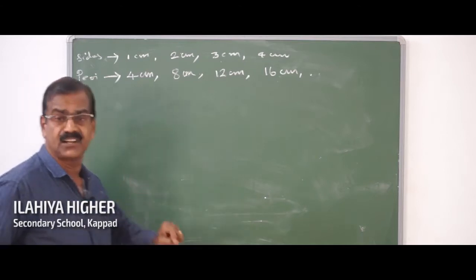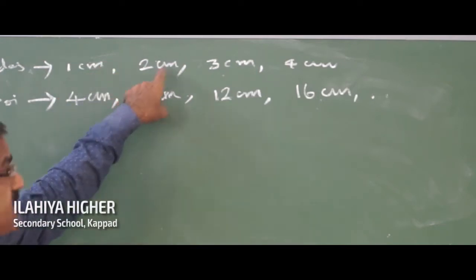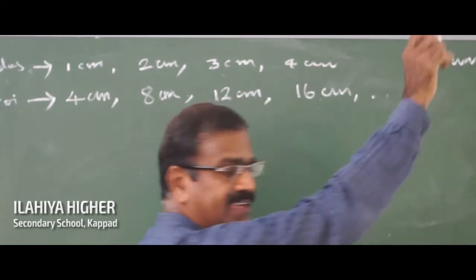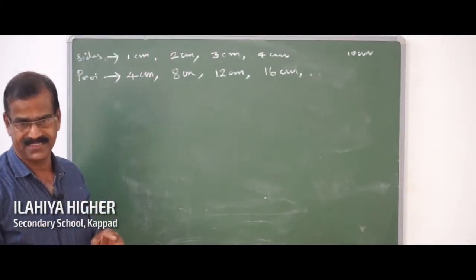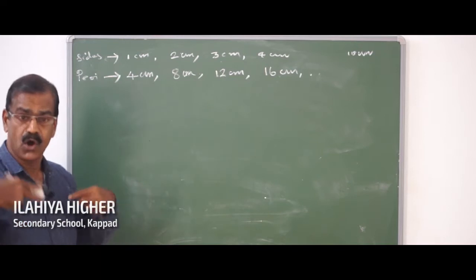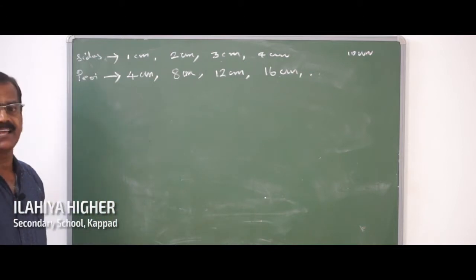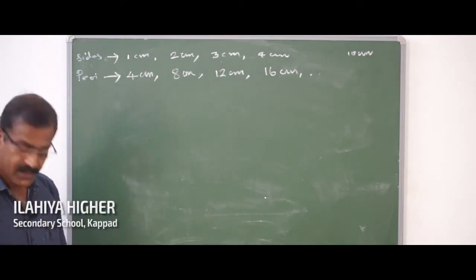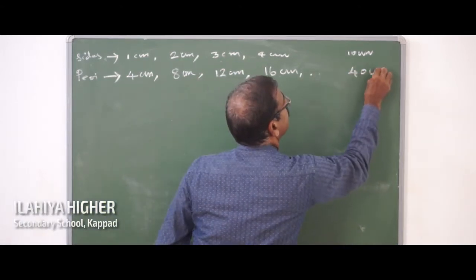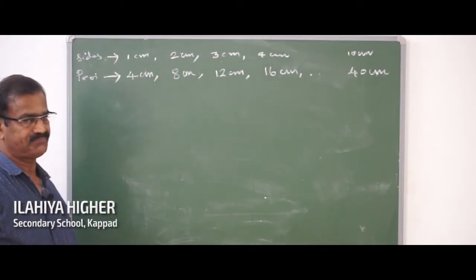What is length of one side of the 10th square? See, length of one side of the first one 1 cm, second one 2 cm, 3 cm, also 10th one, 10 cm. So what is its perimeter? Its perimeter is 10 into 4, because we know perimeter of a square is 4 times length of one side, because all the 4 sides are equal. So 40 cm. That is the perimeter of square having length of one side 10 cm.